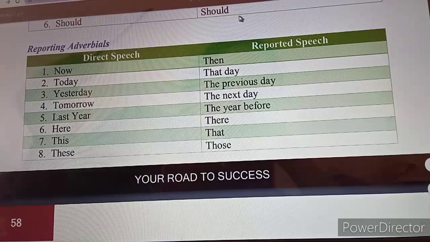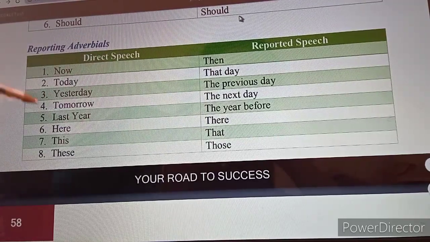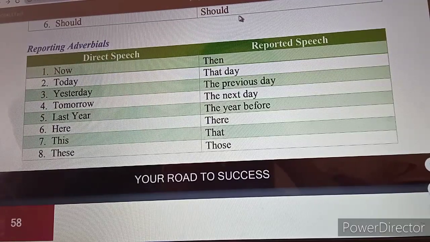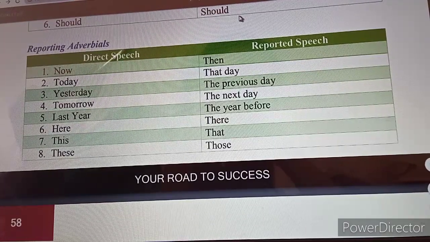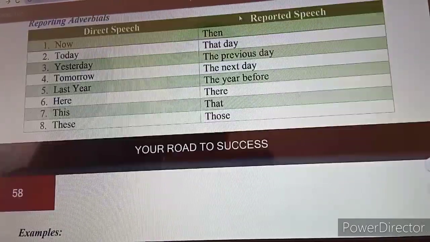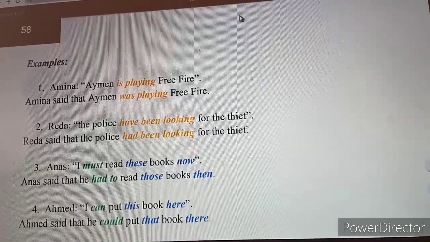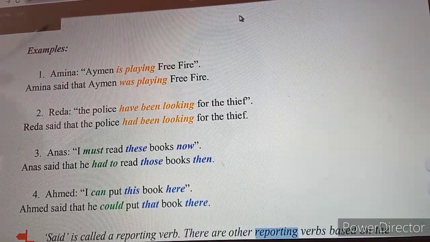And also you should practice them. As the proverb says, practice makes perfect. You should practice; practice is necessary. So now let's move to practice, let's move to these examples.